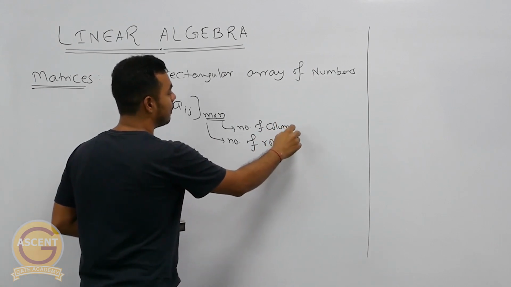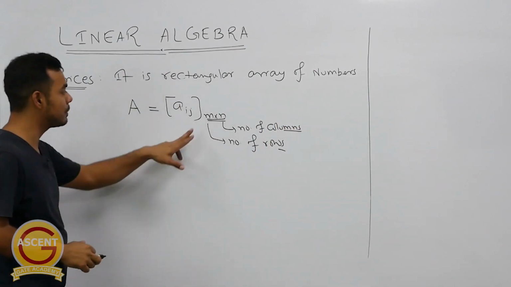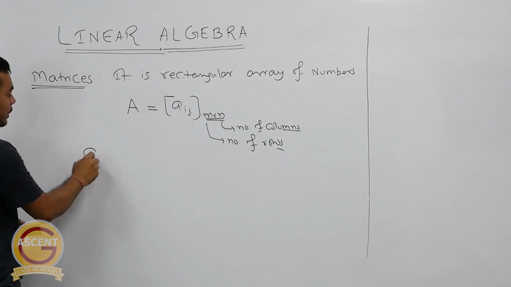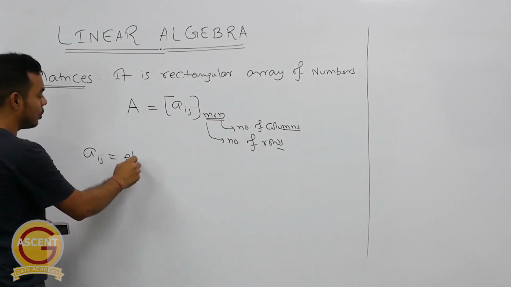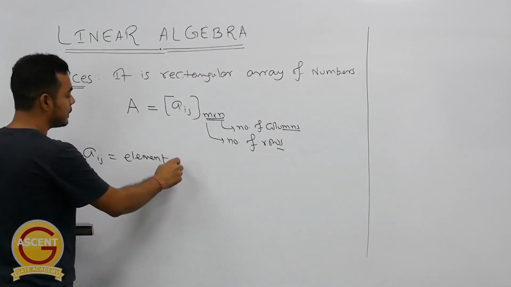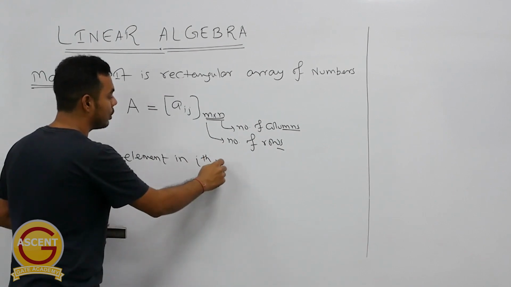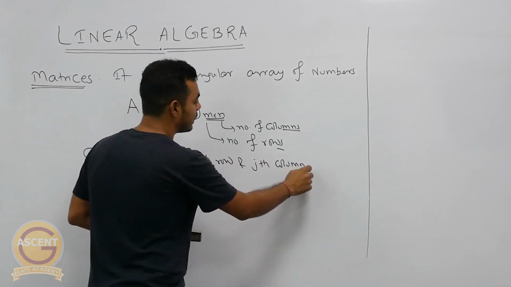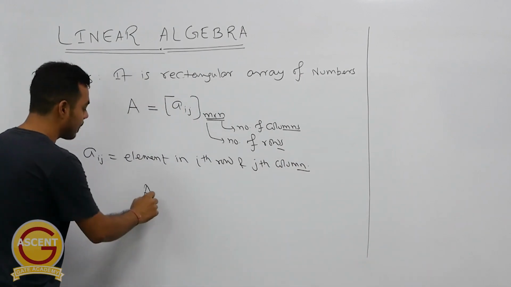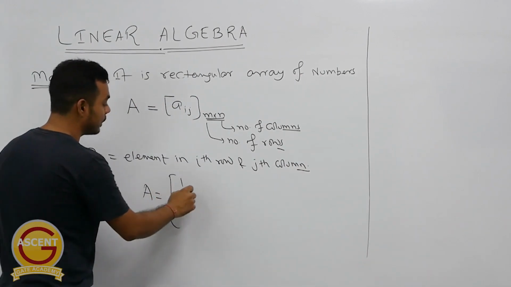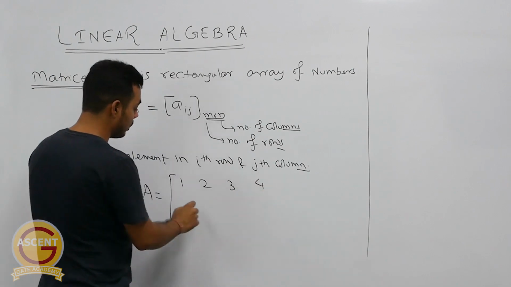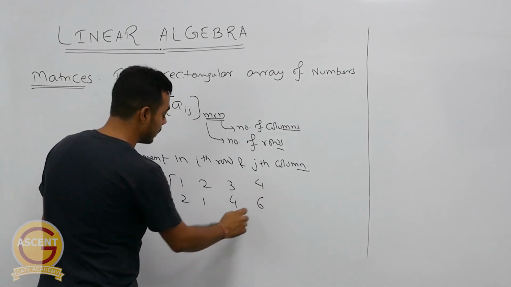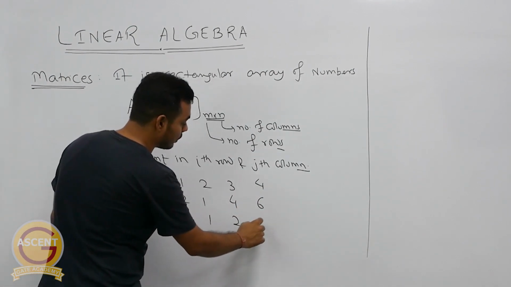So first we write the number of rows, then we write the number of columns, and Aij is the element in the ith row and jth column. So let me give you an example. Suppose I have a matrix like this: 1 2 3 4, 2 1 4 6, 3 1 2 3.